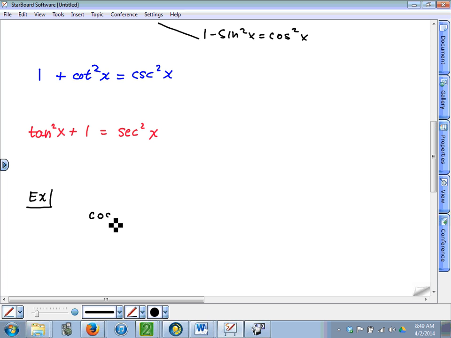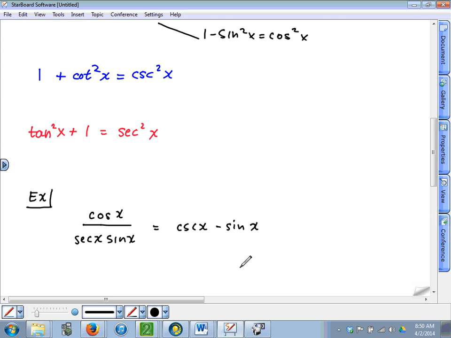Here's an identity. Cosine of x over secant of x, sine of x equals cosecant of x minus sine of x. This is what's called an identity. We don't have to solve this equation. We're not solving for x. That comes later on in the chapter. What we have to prove is that the left side really is equal to the right side. We have to prove that one side is equal to the other.